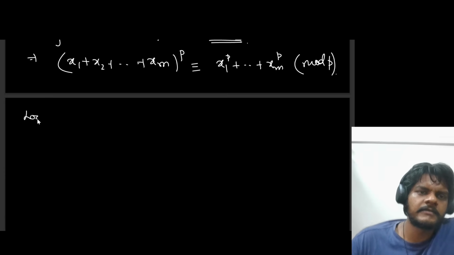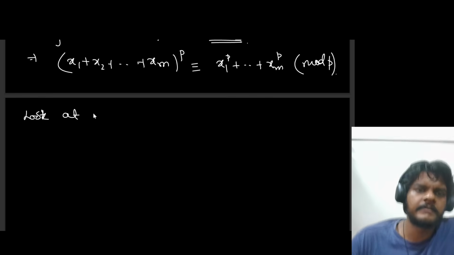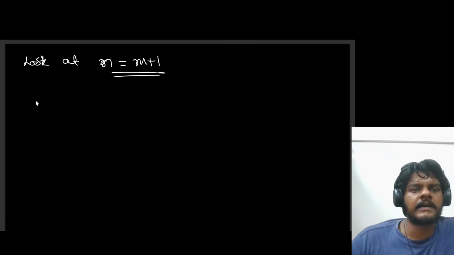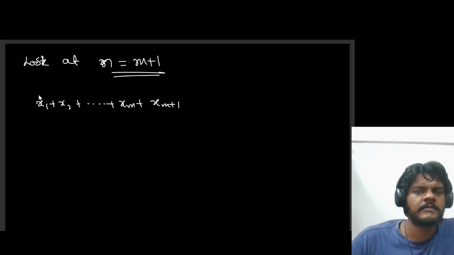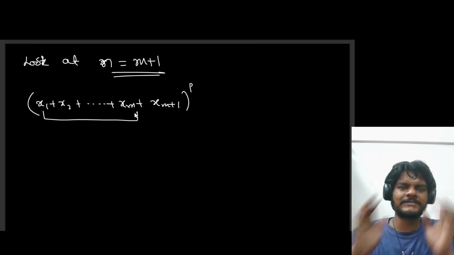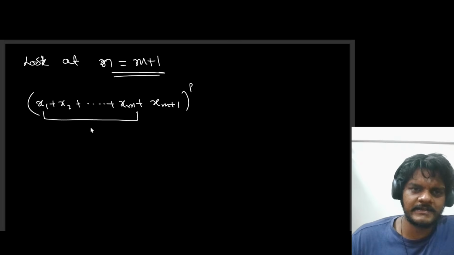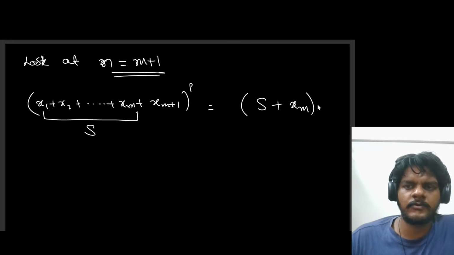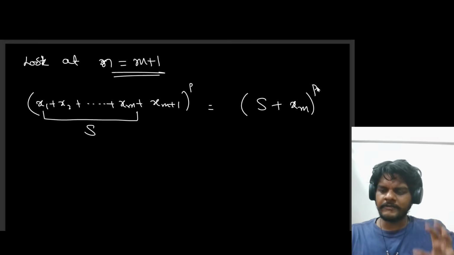Let us look at n equals m plus 1. What do we do? We have (x1 + x2 + ... + xm+1)^p. Can I take the first m terms as one single entity? Let's say this is s. So this can be written as (s + xm+1)^p. Do you see what we are doing now?